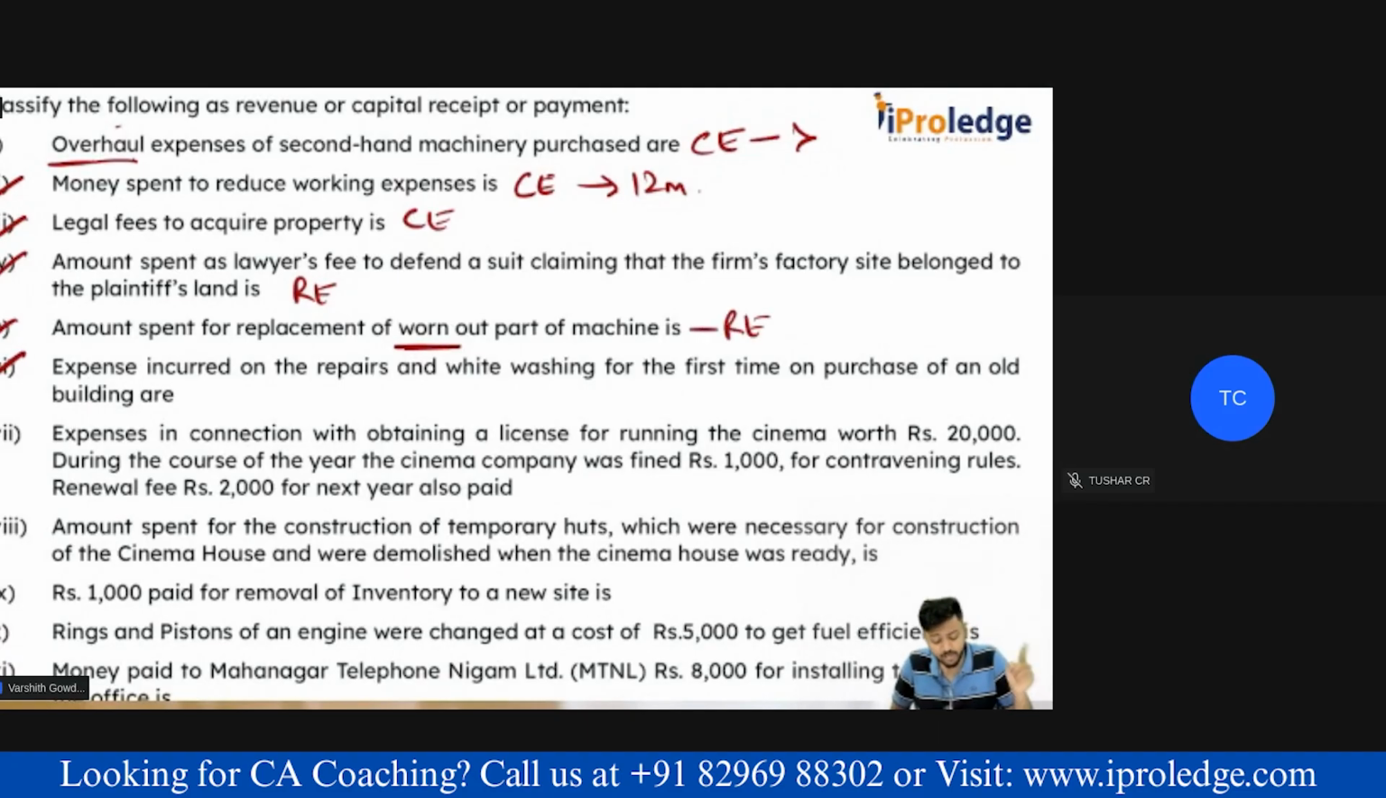Expense incurred on the repairs and whitewashing for the first time on purchase of an old building. Why? Because it is directly attributable. So it's a capital expenditure. Next.